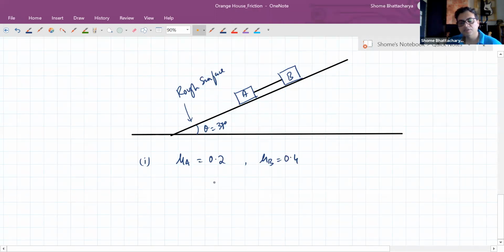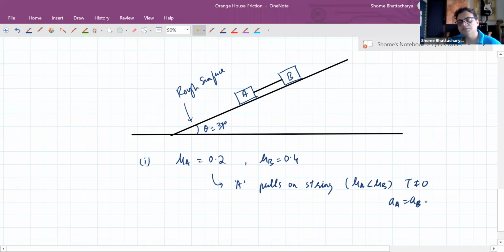So this is that case where A pulls on the string, because mu A is less than mu B. So tension is not equal to 0 and acceleration of A will be equal to acceleration of B, equal to a, suppose. So they will have common magnitude of acceleration. The string will have some tension.